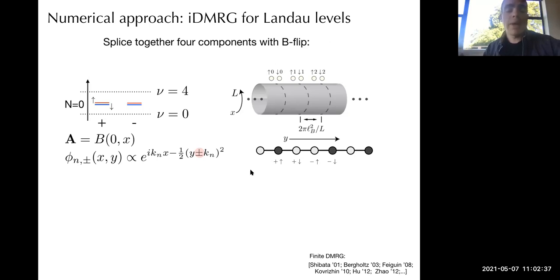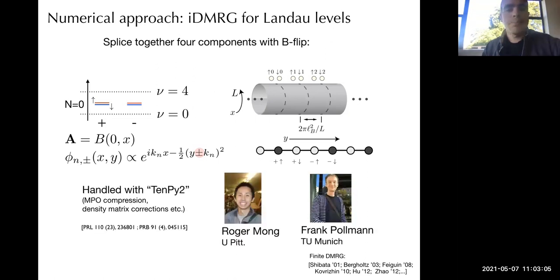So if we label the states by momentum, the states in one layer are moving to the right as you increase the momentum, and the states in the other layer are moving to the left. Nevertheless, it still maps to a 1D fermion chain, and we have these 4 components that you just put together next to each other in a random order, and that's the input to the DMRG model. So we're then going to run infinite DMRG on it. DMRG for the fractional quantum Hall effect is, of course, much older than this. It goes back to at least Shibata back in 2001. So the model we can then handle using our fractional quantum Hall DMRG code, and I just want to thank Roger Mong and Frank Pollmann for developing that with me.